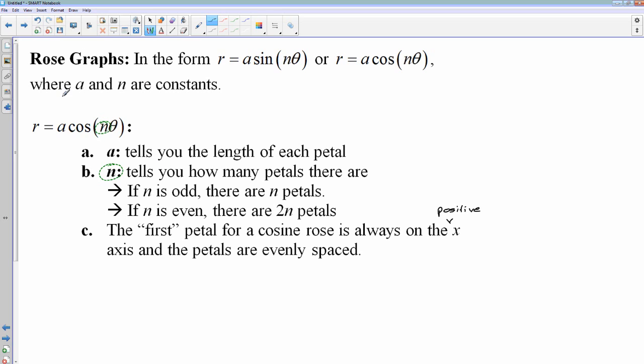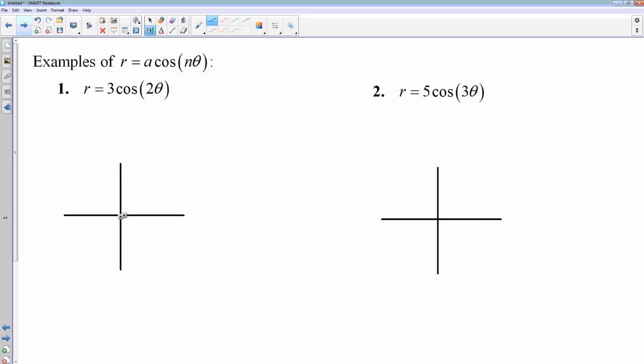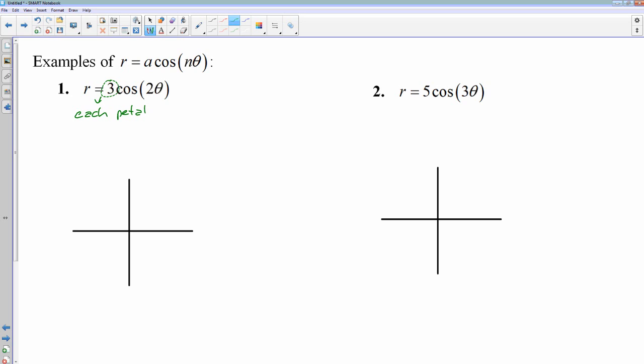So with those notes, let's do one with real numbers so it'll make a little bit more sense. Let's look at 3 cosine 2 theta. When I'm looking at this one, the first thing I notice is this 3. That means each petal is 3 units long. This number right here tells you how many petals there are, but since that is an even number, you double it. So there's going to be 4 petals.